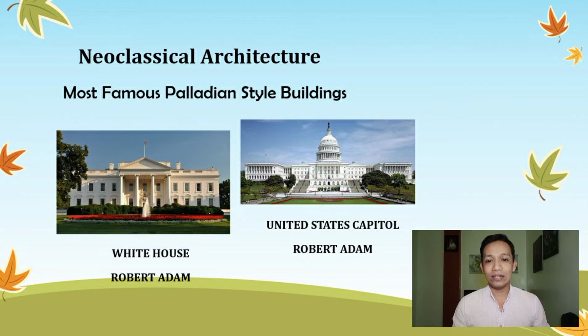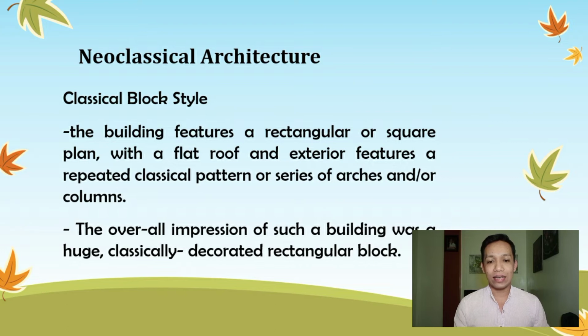And the last style for neoclassical architecture is the classical block style. The building features a rectangular or square plan with a flat roof, and the exterior features a repeated classical pattern or series of arcs and or columns. The overall impression of such a building was a huge, classically decorated rectangular block.